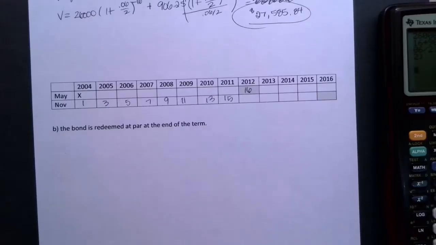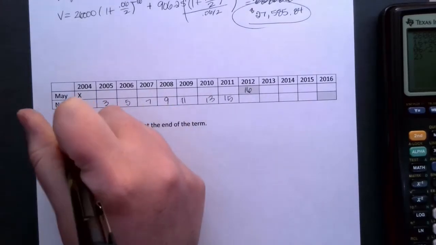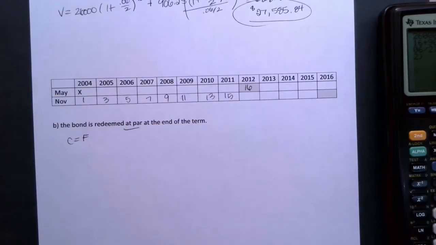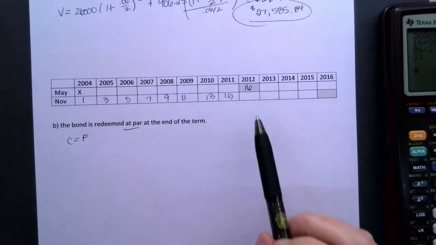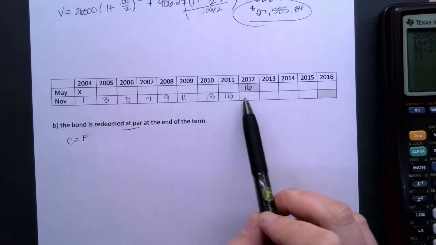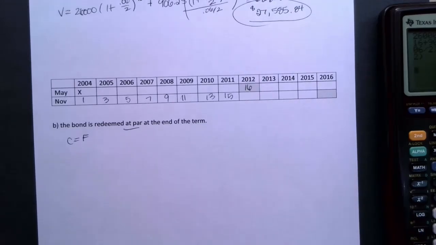All right, part B. If the bond is redeemed at par at the end of the term, at par means that C and F are equal, and again, if nothing's stated, we just assume C and F are equal, so this is nothing new. Now it becomes a problem just like number 1 that we just did. So go ahead and pause and try to figure this one out. Your N is going to continue from 16 and count all the way up. Again, pause, and then unpause when you're ready.